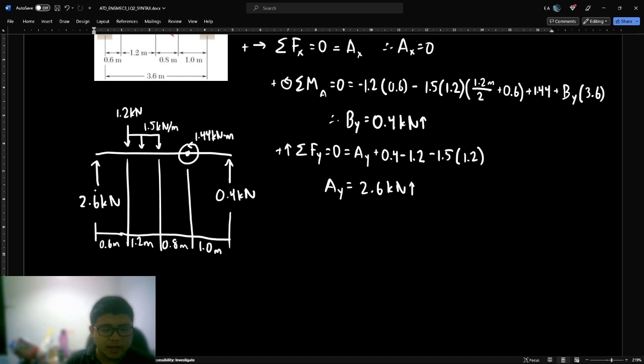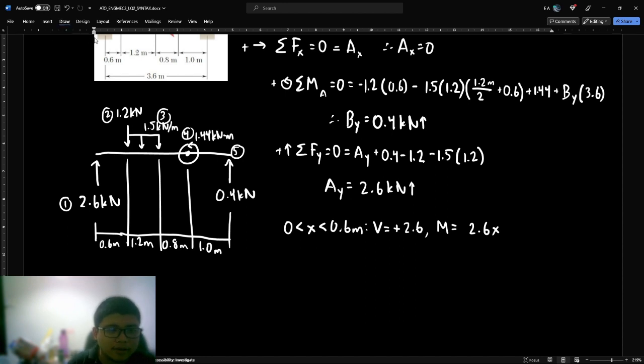So one section should be in between two loading cases. So let's have this as the first loading case, second loading case, third loading case, fourth loading case, and fifth loading case. So it's the first to second first. So it's 0 is less than x is less than 0.6 meters. Our shear equation is simply going to be 2.6 kilonewtons. And since it's going upward, we're going to place it as positive. For the moment equation, we are going to do 2.6 times x.